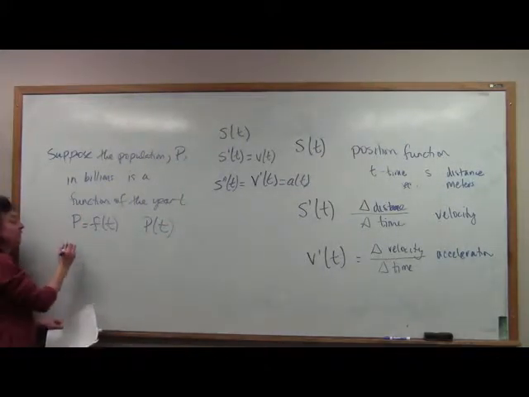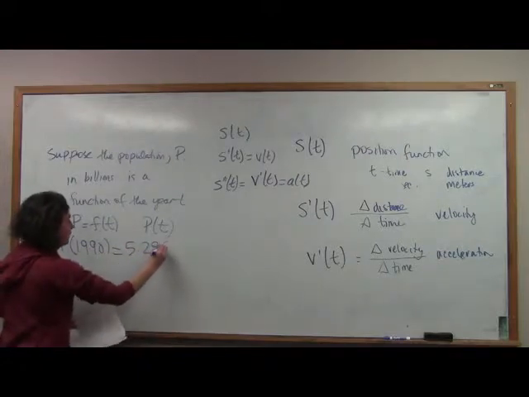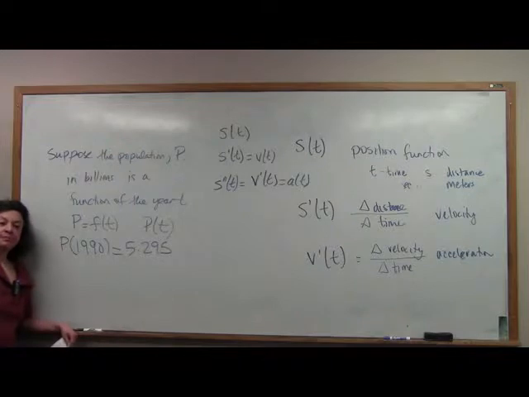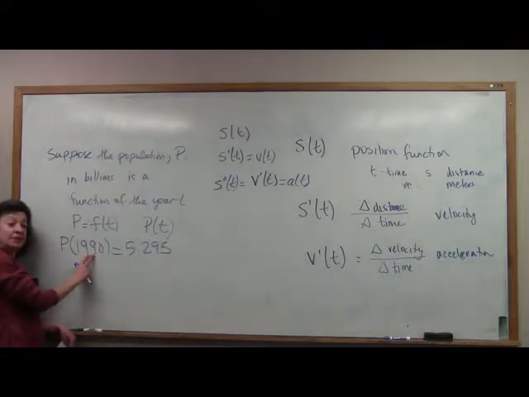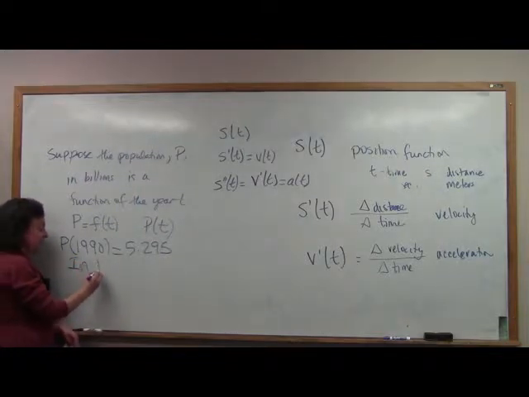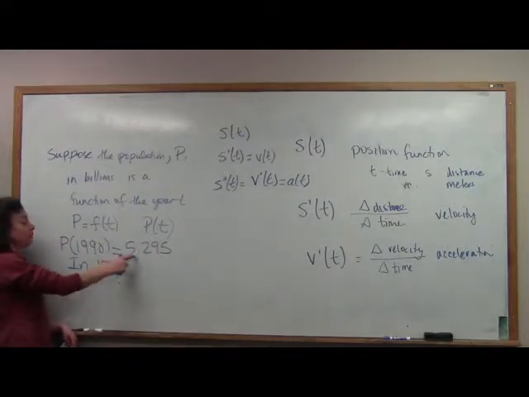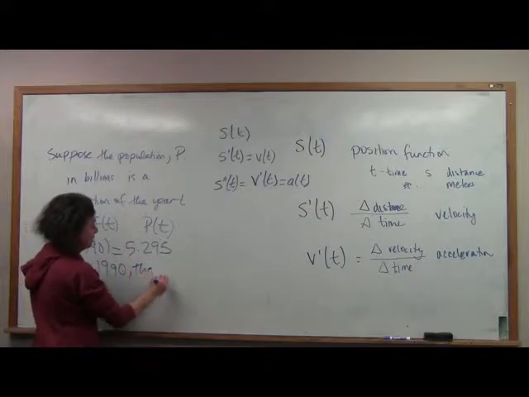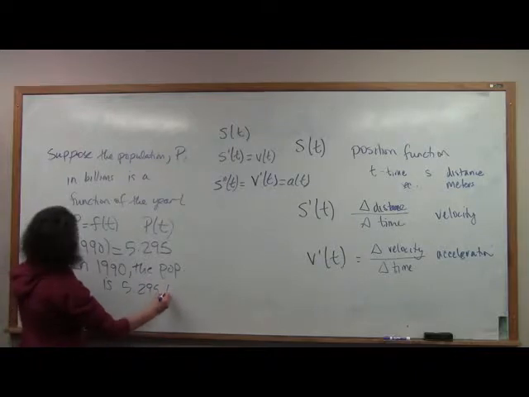Okay? So, let's explain the meaning of P of 1990 equals 5.295. Okay? Well, here we're just describing what a function means in words. Start inside at your independent variable. Notice this is the year. So this says, in the year 1990, well, what is this? That's my P-value. The population is 5.295 billion.